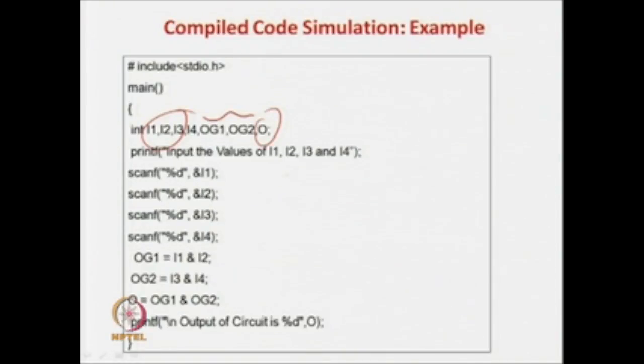Now, you printf, input the values of this one, then you scanf, then you do this, do ANDing and then final ANDing, and the output of the circuit is so. So, different inputs you can give and different outputs you can get from the circuit. So, this is a very simple approach.